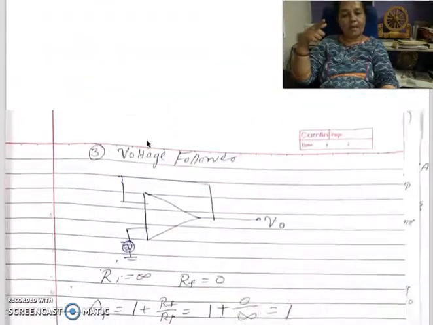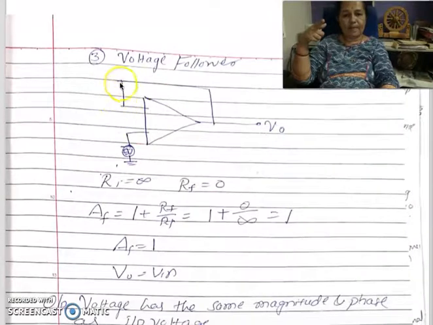Let us go back and see this one. Here Ri was there. It was made equal to infinite. So it is open circuited and does not exist. This part of the circuit does not exist. Here one RF was there. We have made it equal to 0. It acts as a short circuit. Just a line exists. So this is the circuit diagram of your voltage follower.